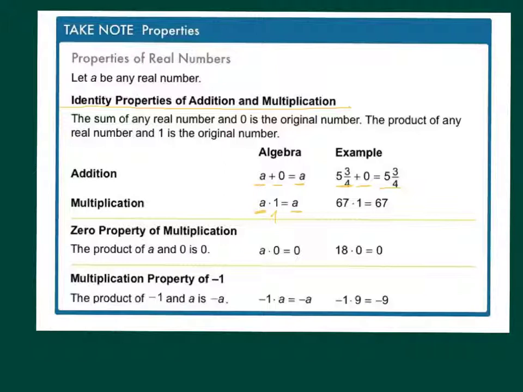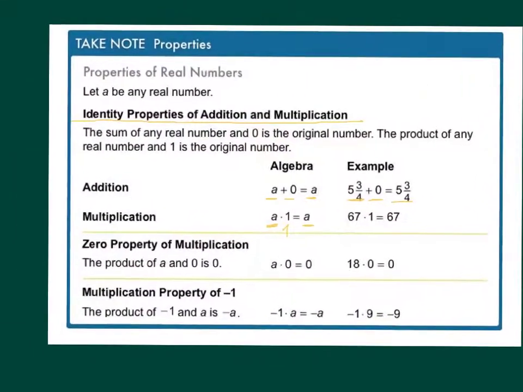That is when you just multiply by 0, and your answer will always be 0. So A times 0 is 0, and 18 times 0 is 0. So that is the zero property of multiplication. Okay. So the next one is the multiplication property of -1.